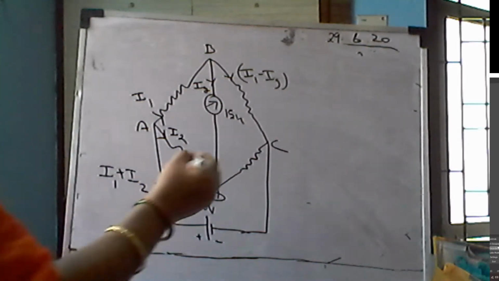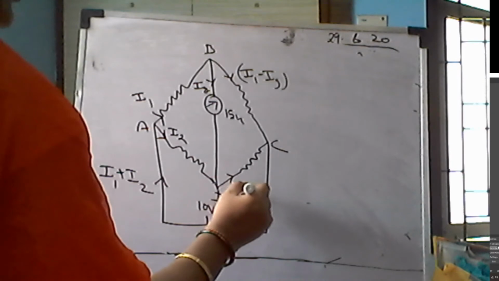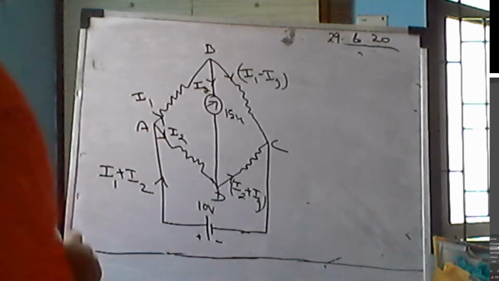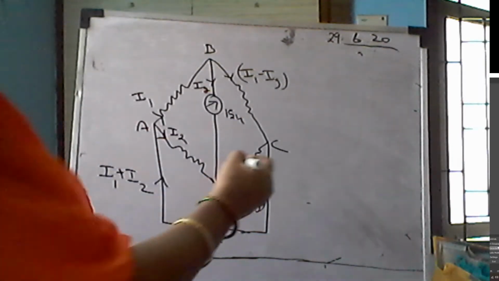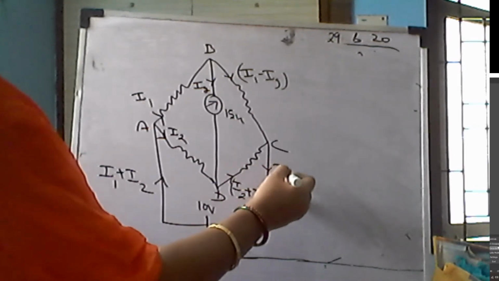Then here it is I2 plus IG. So I2 plus IG minus IG plus I1. Again, when it is coming, how much current is going, that much current is coming back. So I1 plus I2.